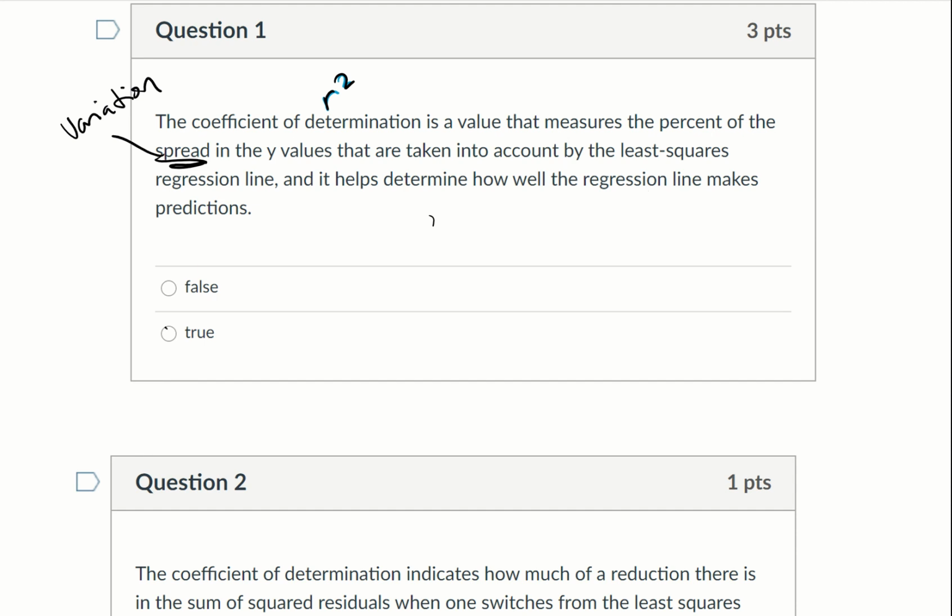This is true. This tells you how well the regression line makes predictions, because if that's a large value, that indicates that most of the spread in the y values is taken into account by the regression line, which means that the regression line is accounting for most of the y values in the model, right? So the model is pretty good if it takes into account most of the y values.